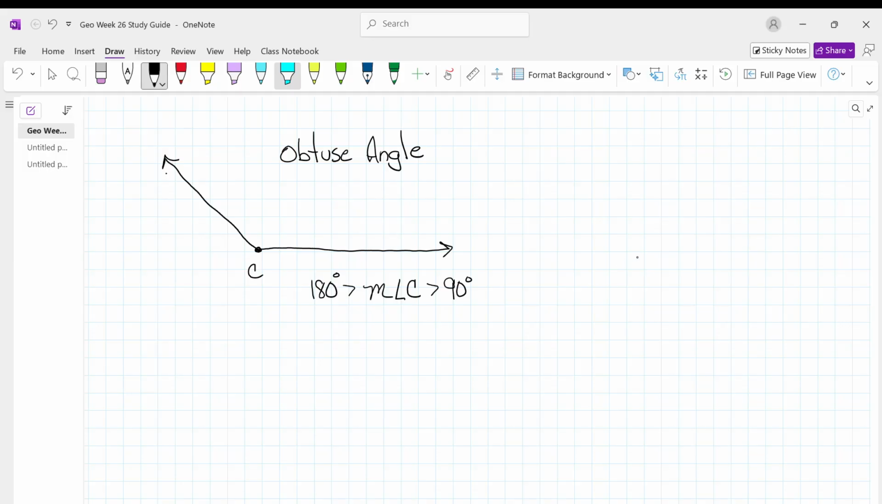And while we're here, let's just call this, this line is also called a straight angle. All right, a straight angle, and its measure, this degree measure right here, is 180 degrees.